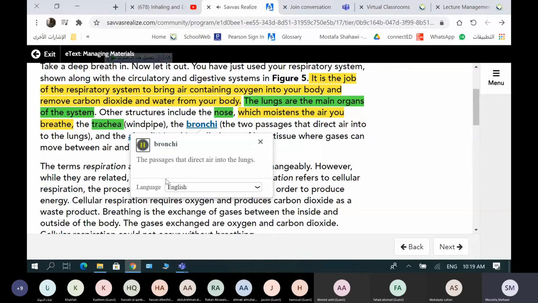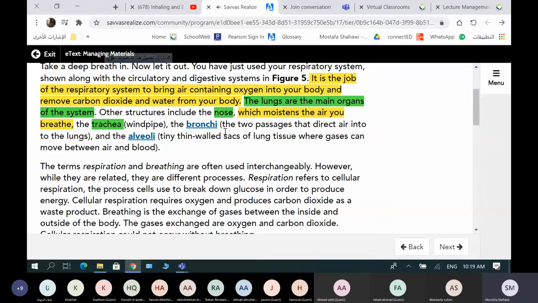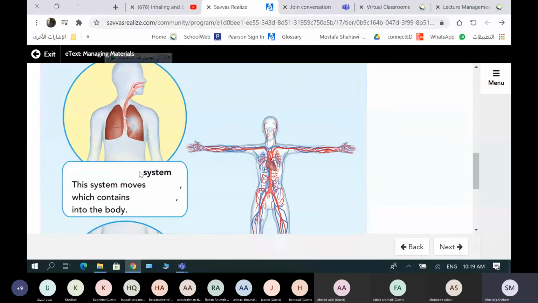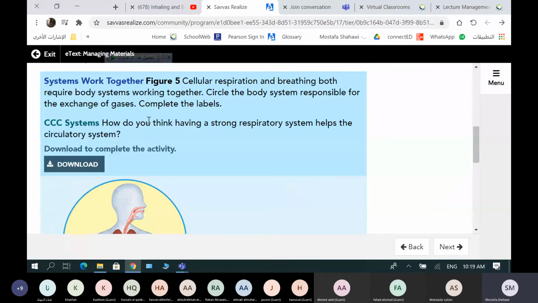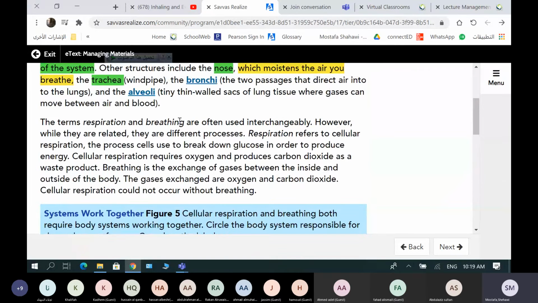Bronchi, the passages that direct air into the lungs. Yes, we have two bronchi. When they divide into small, tiny things, we call it bronchioles. The last tiny ones are the small passages that will end up in alveoli. So this is called bronchi. The last one is alveoli.